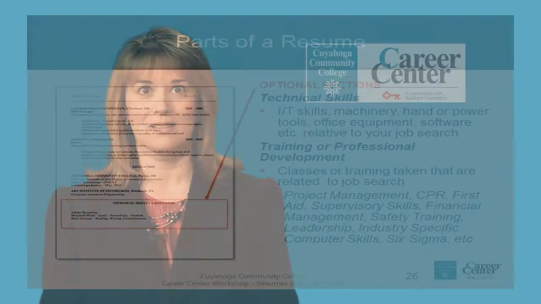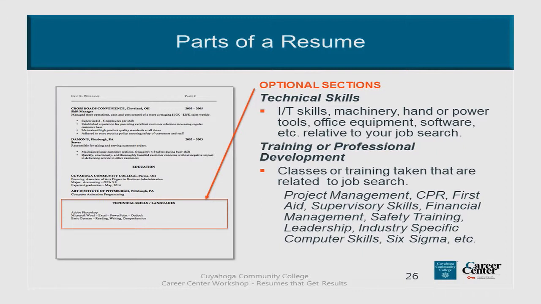When including optional sections, it is best to remember that you should focus on things that are relevant to your job search and to the positions that you are trying to obtain. This section can be used to highlight things that will enhance your education and experience in the eyes of the employer. Let's start with technical skills.